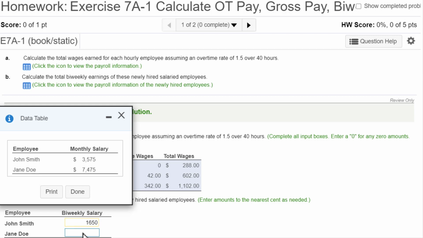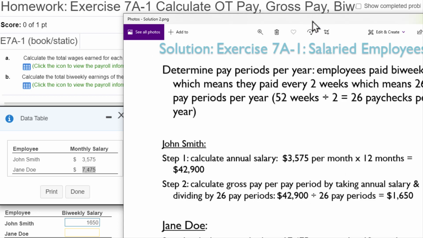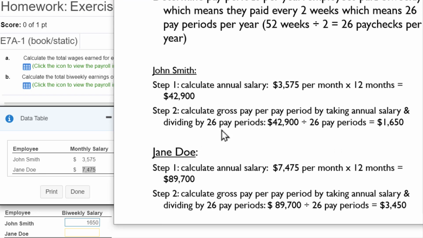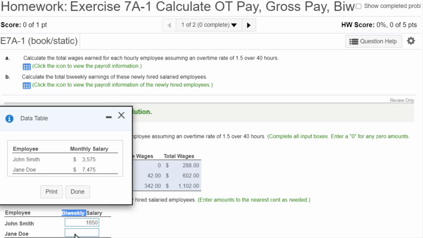Next, we've got Jane Doe. Jane Doe gets paid a lot, $74.75 monthly. Our first task is to calculate how much that is per year. So take $74.75 times 12 months, which gives us $89,700 per year. We divide that by the 26 pay periods, and that gives us $3,450 per biweekly pay period. 3450. Check our answer.